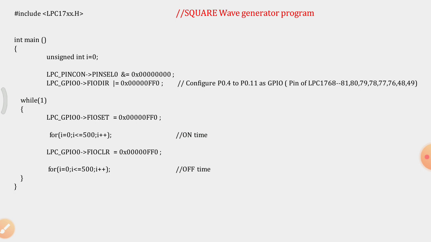This 0 is sent to the DACR register, and in turn it makes AOUT equal to 0. For some time it will remain 0 only. That is the off time. Again, returning back to GPIO0 FIOSET, making it high, and after some time making it low. So this continues and a square wave is generated. It's a simple program to write easily, and followed by this program, the triangular wave generator.